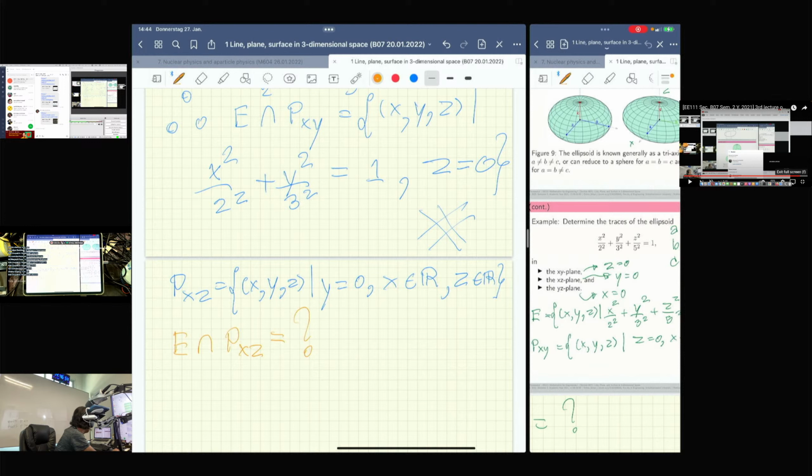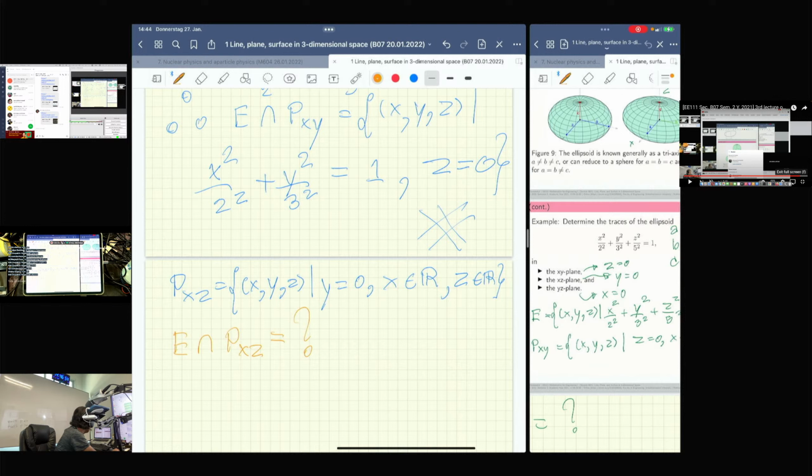Okay, the way to do it is that you solve these two equations, the equation of the ellipsoid and another equation which is y equal to 0. Let's say this is equation number 3. You solve 3 and 1, the first equation. So 2 and 1, right? So solve 3 and 1 for x and z.